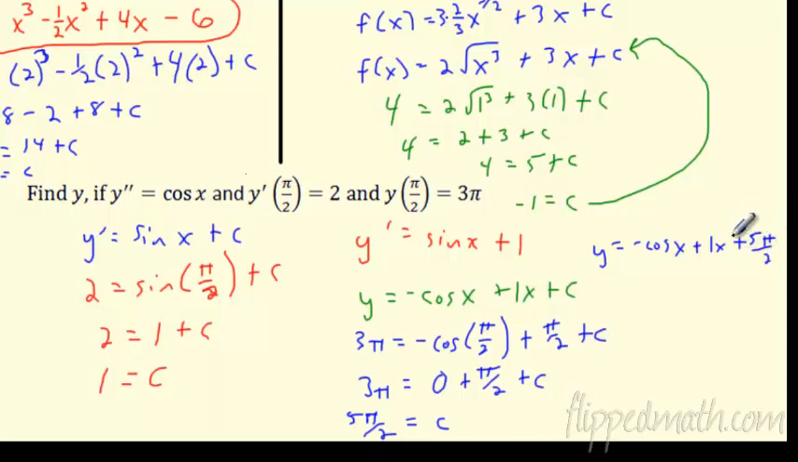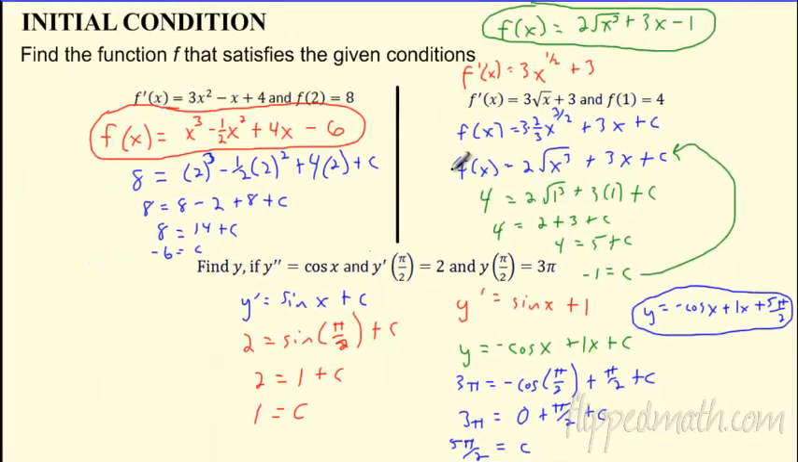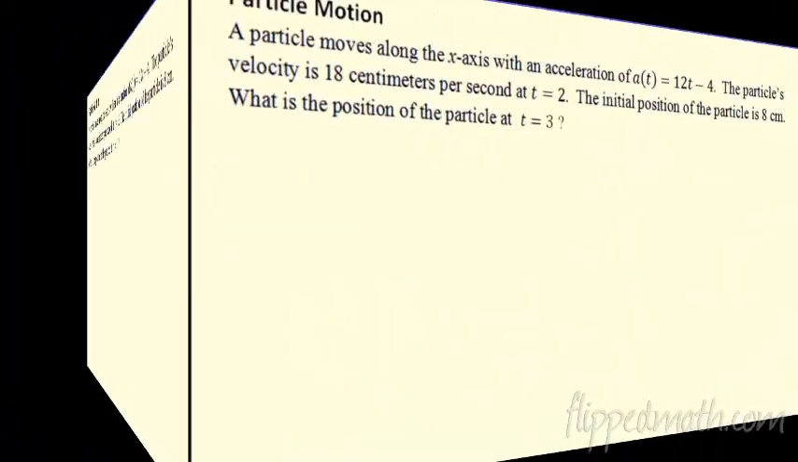Excellent. So if you take a half a pi away from 3 pi, you get 5 pi over 2. There is my initial function. Holy cow. That's a lot of work, a lot of fun work though. And that's the initial condition. This is it.